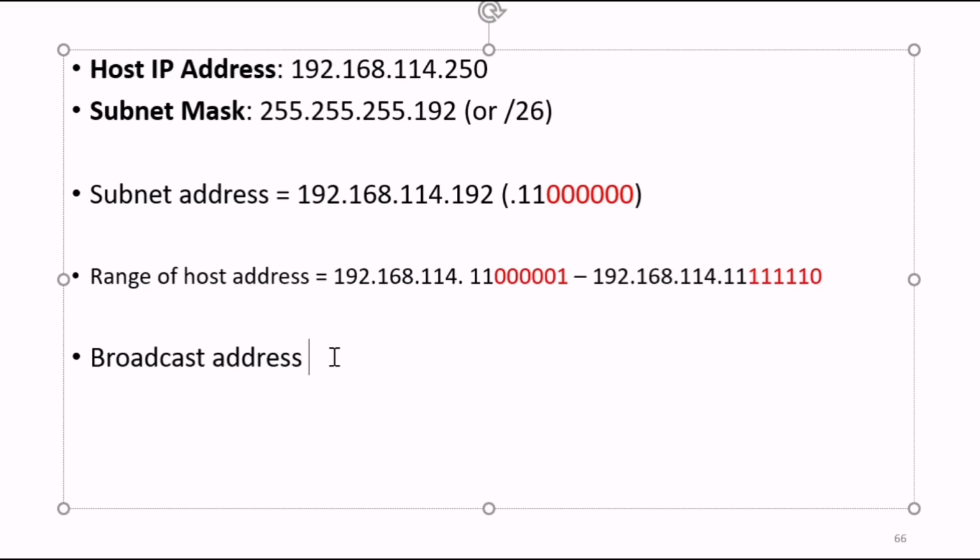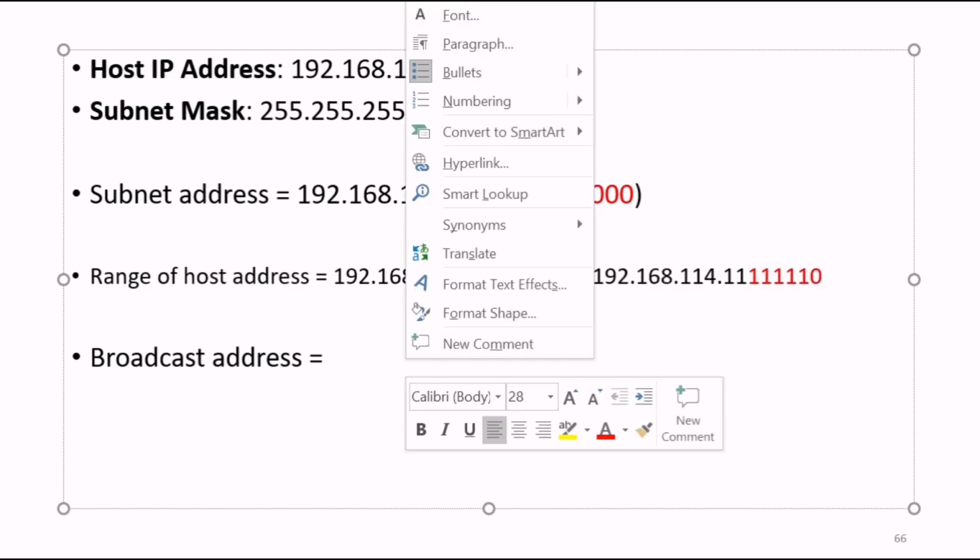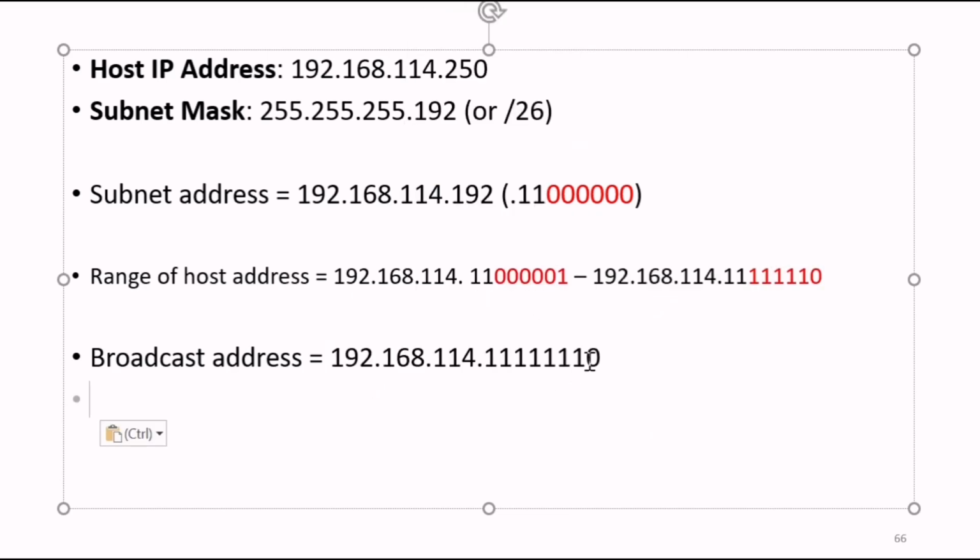And lastly, to find the broadcast address, it should be the same here. However, for the broadcast address, all the host bits should be 1. So that's why we change this into 1. So this is the broadcast address.